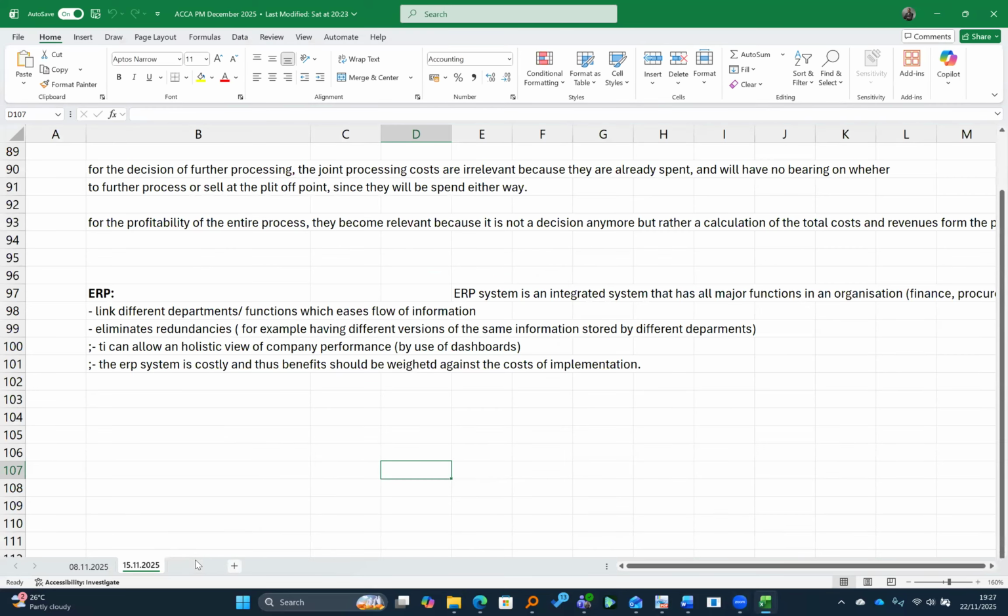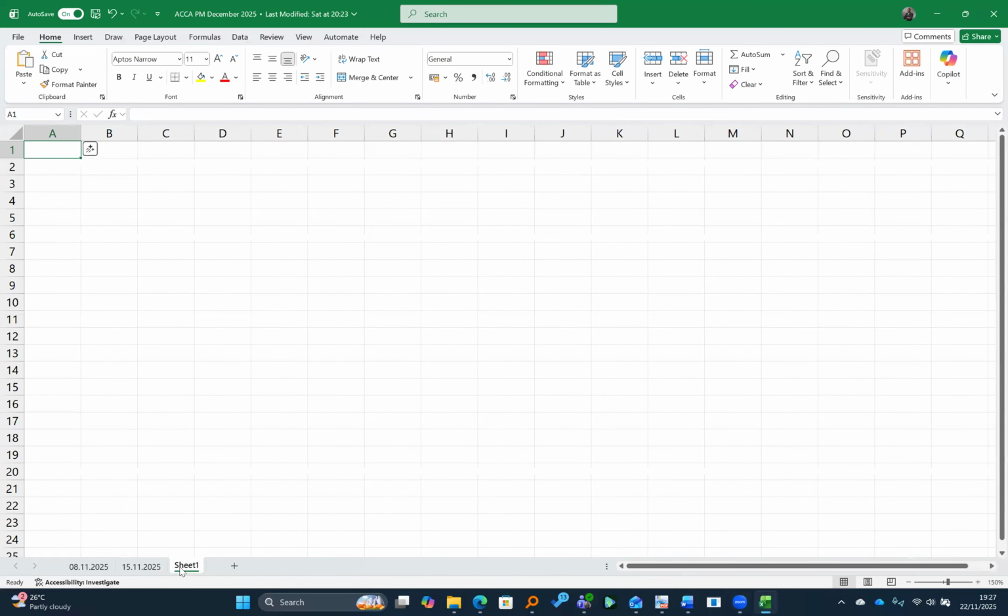And now what we have to first of all do is to basically have a small introduction of what transfer pricing is all about. So transfer pricing, basically we are looking at the price charged between related parties.